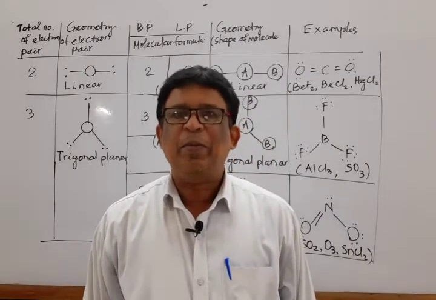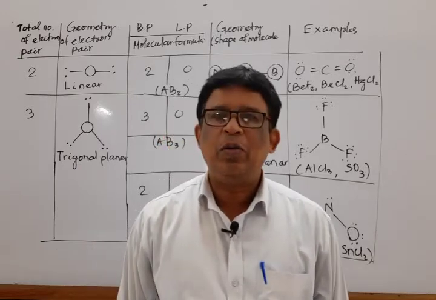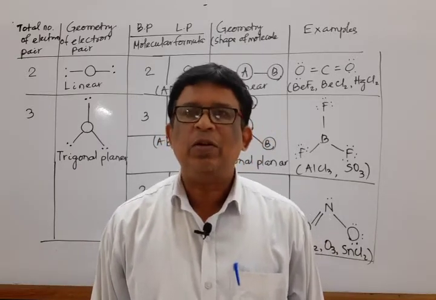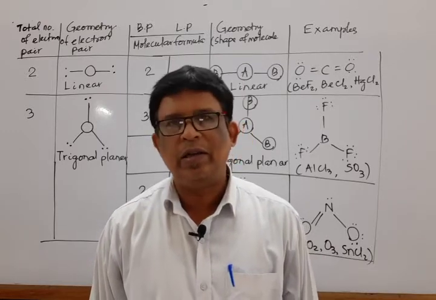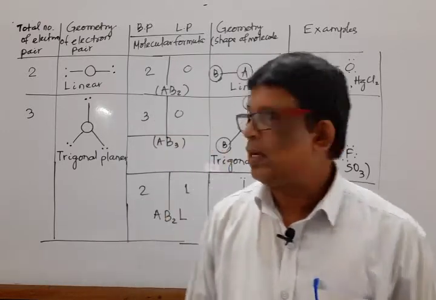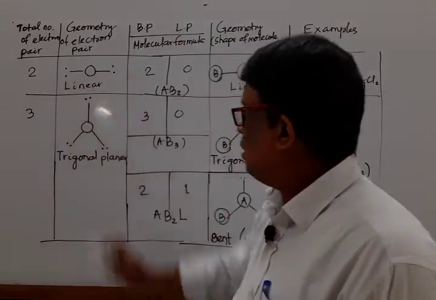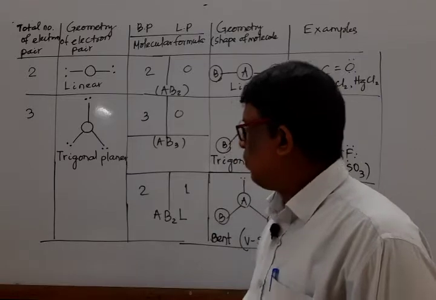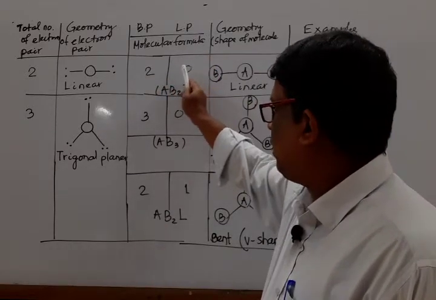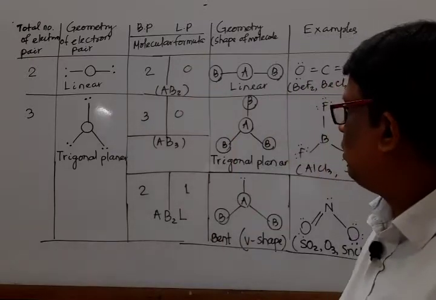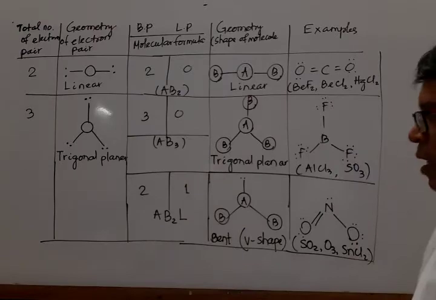Based upon the VSEPR theory, the shape of a molecule is decided by taking into account the number of lone pair electrons and bond pair electrons surrounding it. Mark that some cases are there. First is the total number of electron pairs. Next, the geometry of the electron pairs. Next, the number of bond pairs and number of lone pairs with a molecular formula. Then the shape of the molecule, geometry of the molecule and some examples.